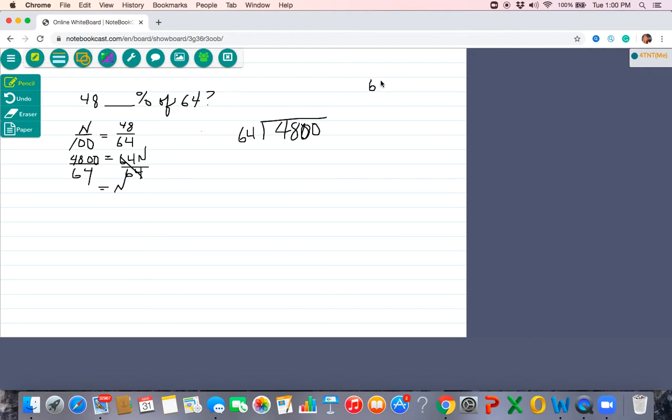So I'm going to do 64 times, I know it's not 10. Let's say times 5. 5 times 60 is 300. Not big enough. And 5 times 4 would be 20. So no, I need a bigger number than 5. 6 times 3 is 60. Maybe 7. Let me try 7. 7 times 4 is 28. 7 times 6 is 42 plus 2 is 44. Oh, that was a good guess.